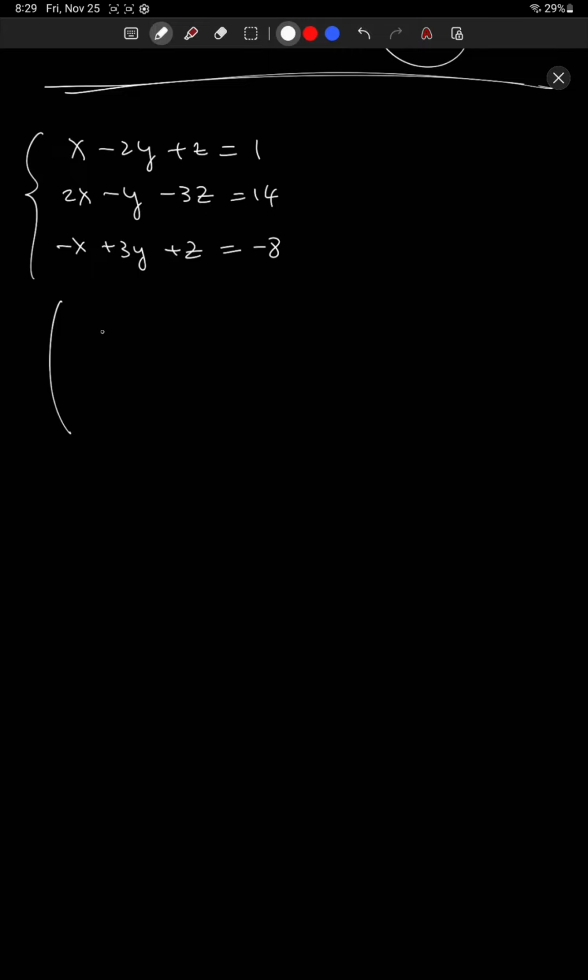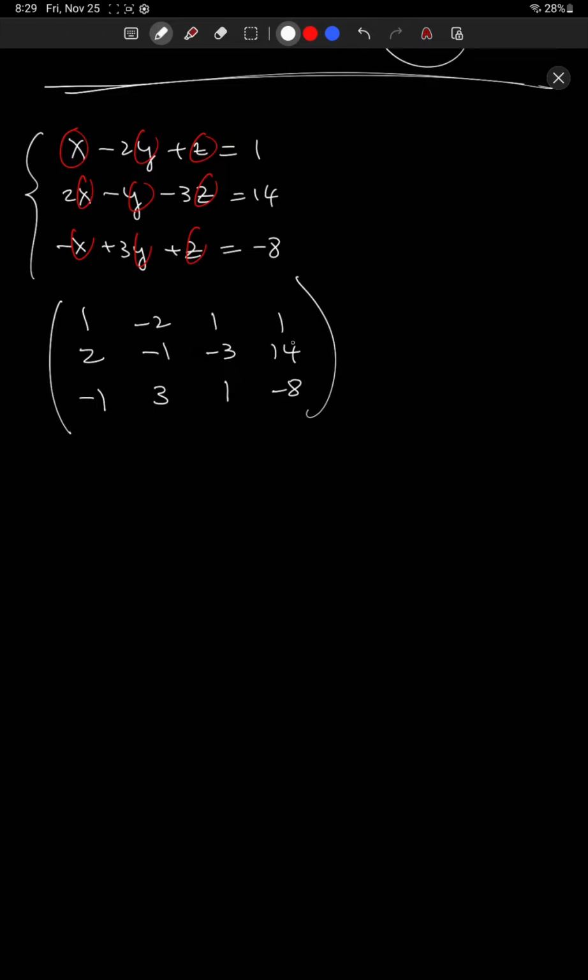Okay, so what I'm going to do is notice that these x's and these y's and these z's, I don't really need to write them, right? I look at only the coefficients: 1, minus 2, 1, 1. The coefficient of x is 1, the coefficient of y is minus 2, the coefficient of z is 1, and then this number here is 1. I'm just going to copy them down. So the next equation, 2, minus 1, minus 3, 14. The next one, minus 1, 3, 1, minus 8. Just copying down the coefficients.